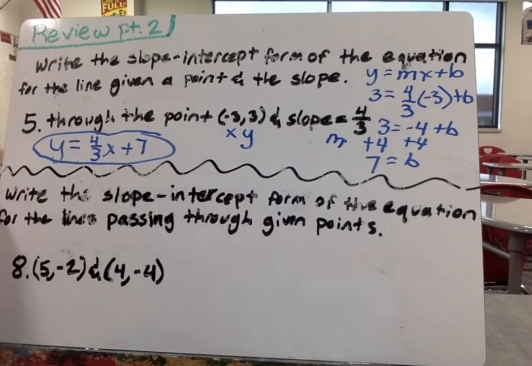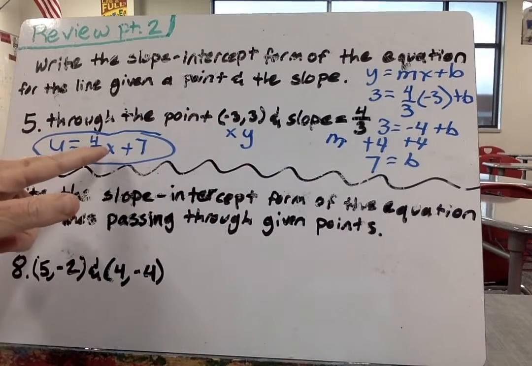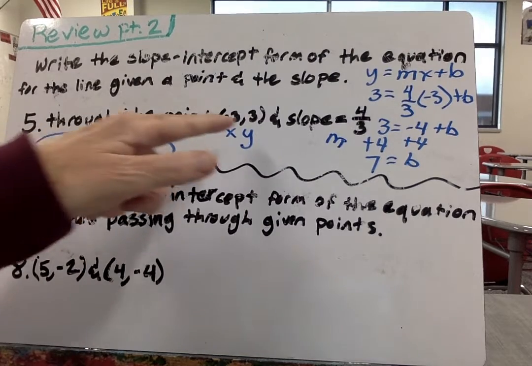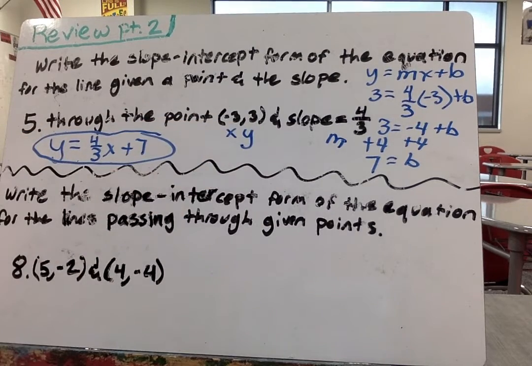And if we wanted to check it, we could put negative 3 in for x. Negative 3 times 4/3 is negative 4 plus 7. Do I get 3 for my y? And the answer is yes. Okay. Next, we're going to go on to number 8.